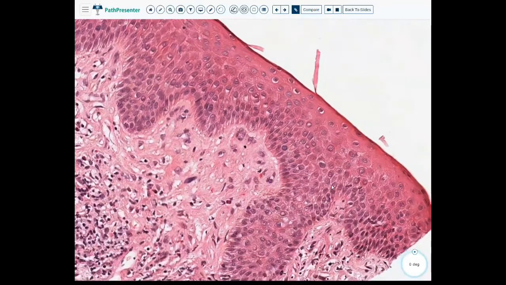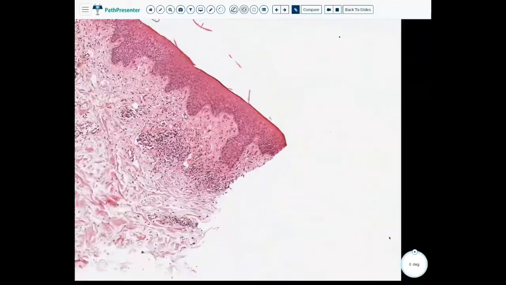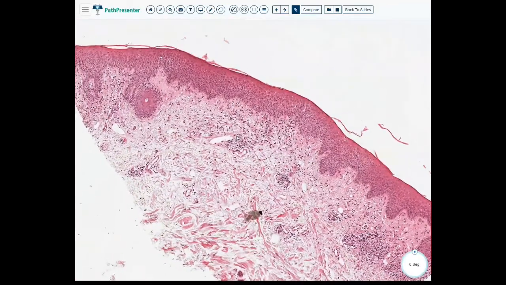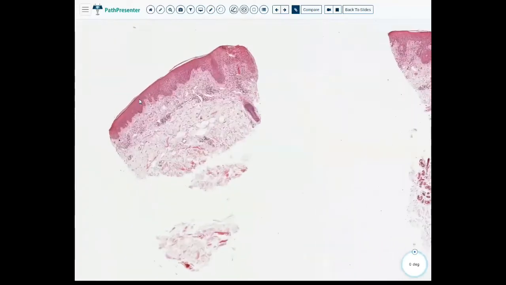But that spongiosis is just incredible. So there's not a lot of features that are super specific to eczema. So again, what you need is the clinical interpretation as well.